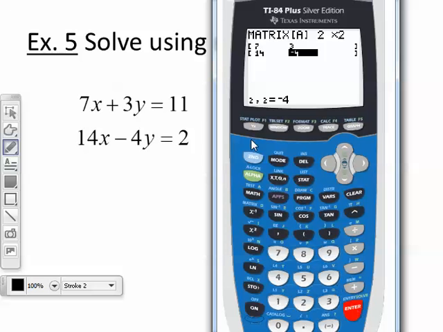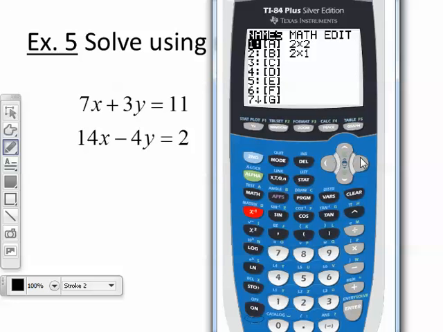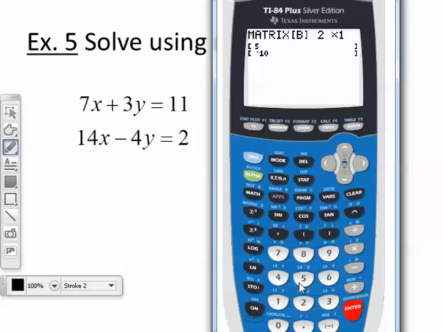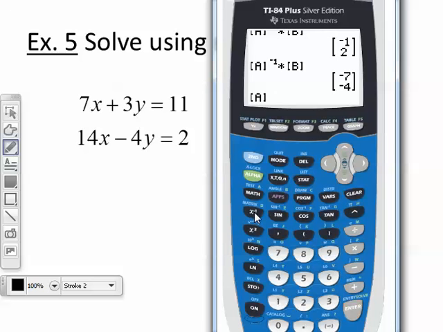Okay? Second quit. I'm going to do second matrix. I'm going to go over to edit. I'm going to select matrix B. And my matrix B is a 2 by 1 equation. And my values are 11, enter, and 2, enter. And I'm going to do a second quit. I'm going to do the matrix math here a little bit. Matrix A inverse times second matrix.